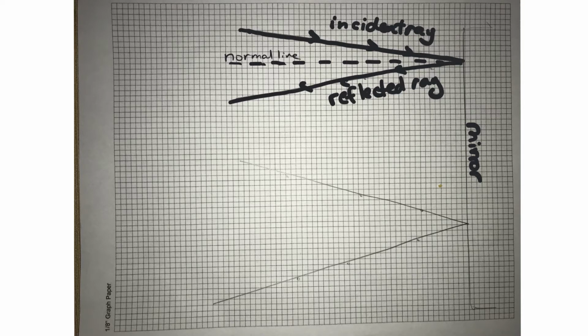And our angle of incidence is the angle made between the incident ray and the normal line. So this angle that I'm marking here with that one little curved line is the angle of incidence. The angle of reflection is the angle between the normal line and the reflected ray. And I'm going to draw that with two little curved lines.